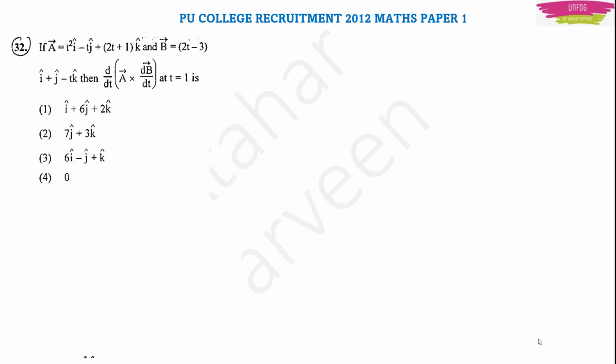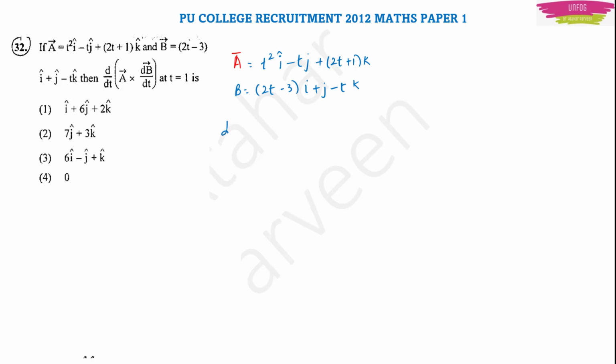See, first they have given two vectors, vector A and vector B. What is the value of vector A? Vector A is t square i cap minus tj plus (2t plus 1) into k, and vector B is (2t minus 3) into i plus j minus tk. Now you have to find d by dt of A cross db by dt at t is equal to 1.